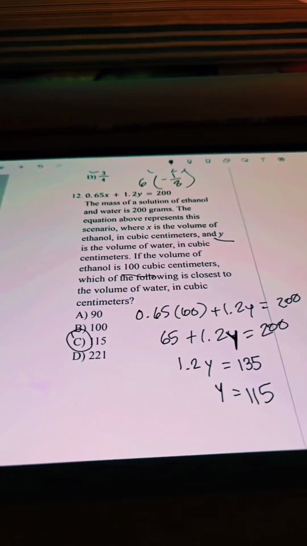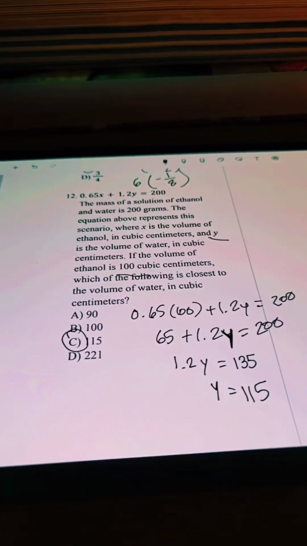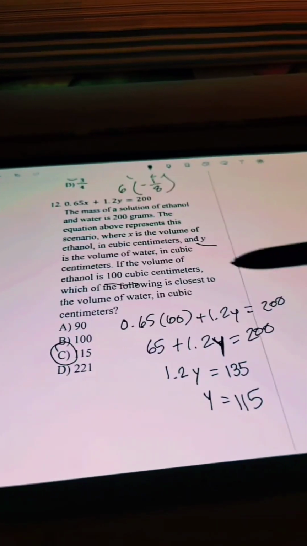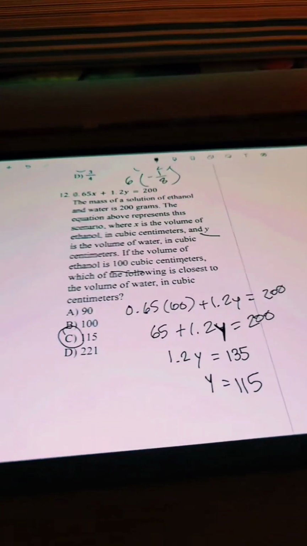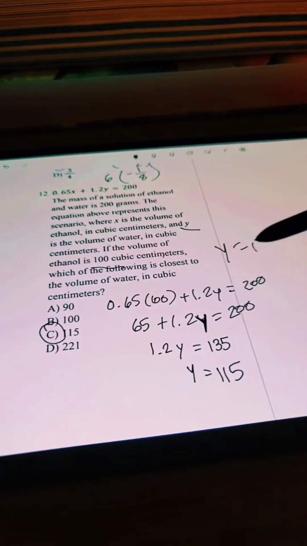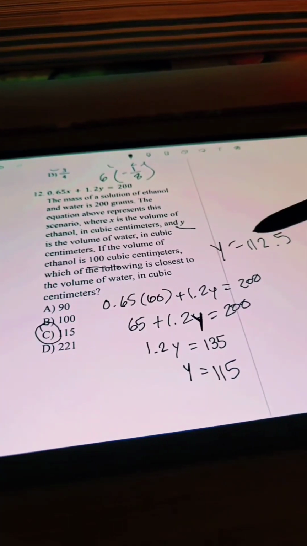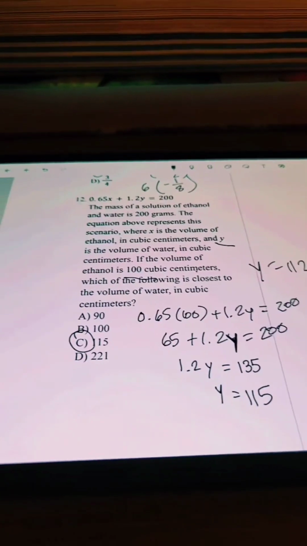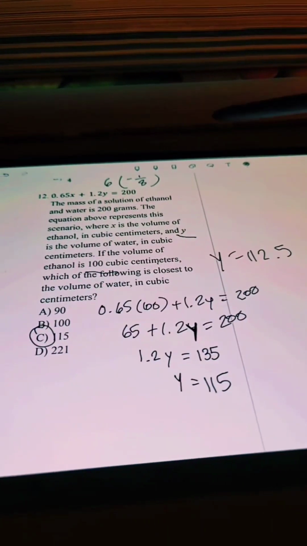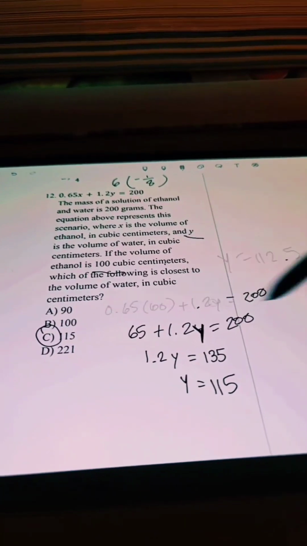Is it exactly that? Hold on, let me punch it in again, because it says closest to, just so I can make sure I have the right wording that I'm using. Oh yeah, it's not exactly 115, it's 112.5, which is closest to 115. So when you divide by 1.2 on each side, it's technically 112.5, which is closest to 115. Yes, I am using a calculator because why would I not?